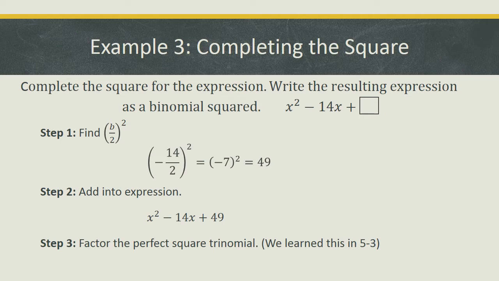Now we need to factor the perfect square trinomial. That's what we made. So we're going to factor it. We learned how to do that. So you take the square root of this term, the square root of this term, and you take this sign. You get x minus 7, the quantity squared.